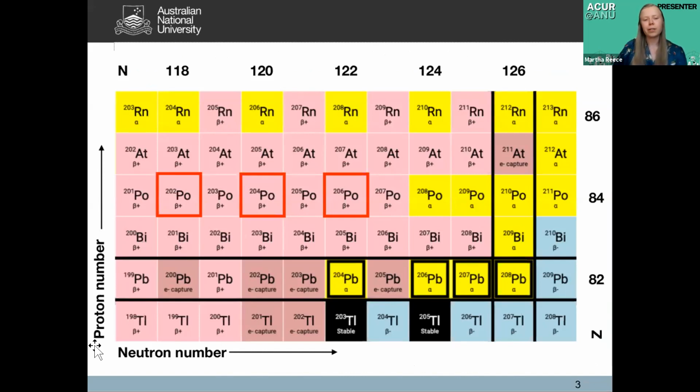And so along the upwards direction, we have the number of protons, so that determines what element it is. And then across the horizontal direction, we have the number of neutrons, and that determines which isotope it is. So you can see this column here in black that's a shell closure at 126 neutrons. And across here in this black row, we have 82 protons, and that's a proton shell closure. And you see just in the junction of those two, we have this nucleus, lead-208. And so that's what we call a doubly magic nucleus because it has two closed shells.